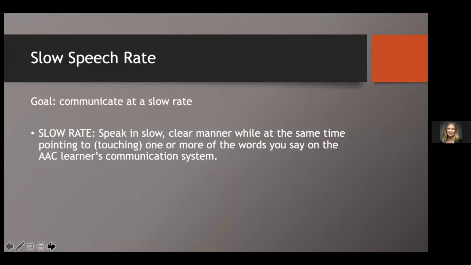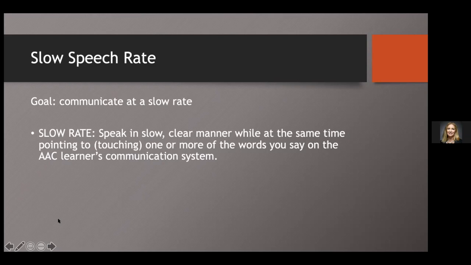As you saw in the video, a slow rate of speech means speaking in a slow, clear manner while pointing or touching, activating the buttons as you talk. Naturally, if you're not familiar with where things are located, you will speak slow because you're searching where things are located at the same time. So it happens a little bit naturally. But if you're very familiar with the device, just try to keep in mind that you want it to be slow because we want them to be able to see where we're pushing and where things are located.